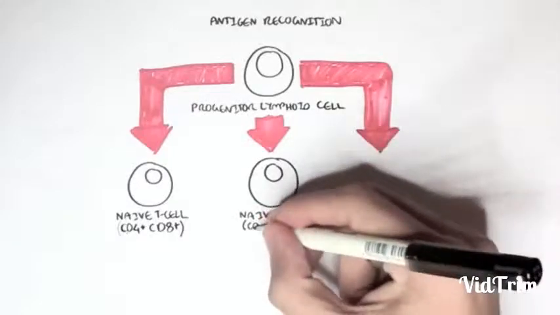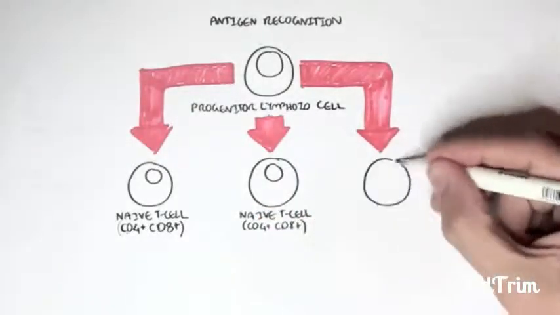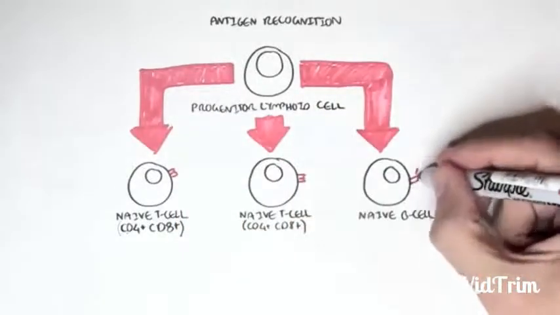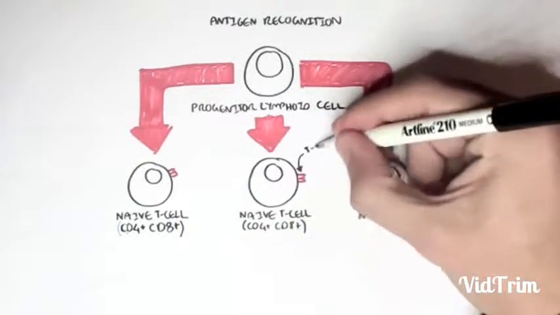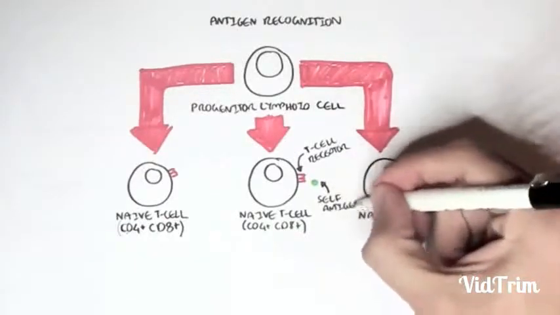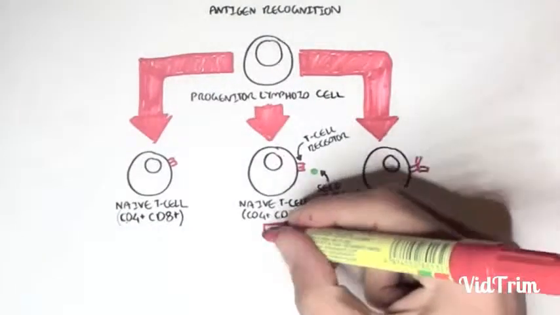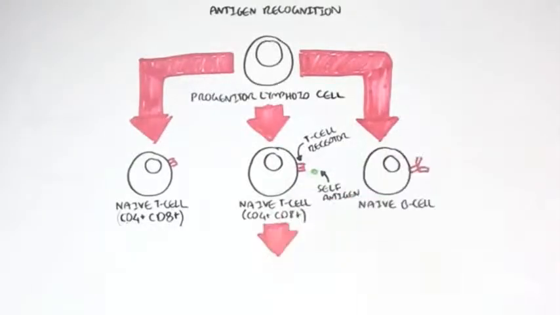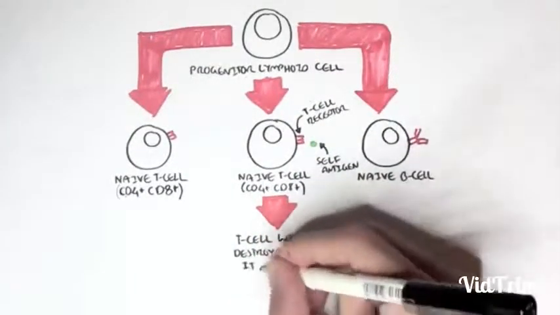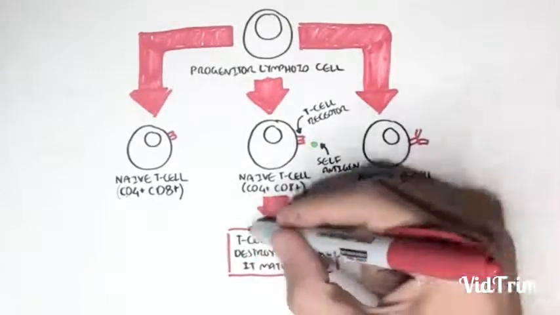These naive T cells have T cell receptors on them that can recognize antigen. If a T cell recognizes a self-antigen, this naive T cell will be destroyed before it matures, because we don't want a T cell to attack our own body, because self-antigen is our own body. Now let's follow this other naive T cell.